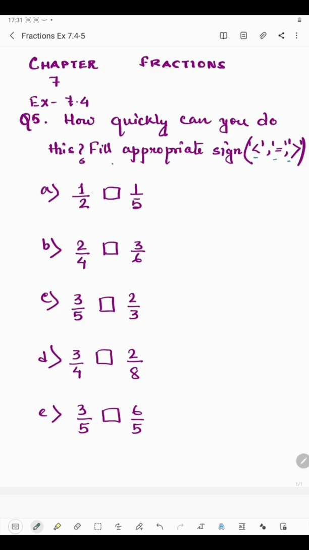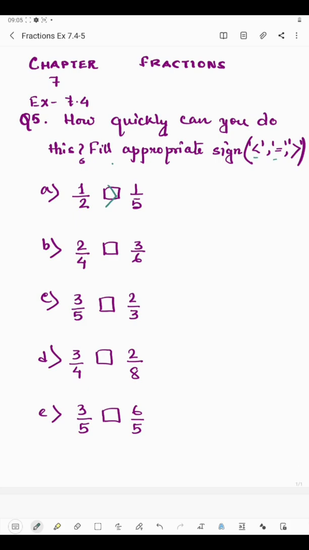Now in the first part we have 1 by 2 and 1 by 5. We will have to compare this by putting the sign here. As the numerator is the same here, the smaller number present in the denominator will be the greater fraction. So here 1 by 2 is greater than 1 by 5. Since 2 is smaller than 5, 1 by 2 is greater than 1 by 5. Okay, now coming to next.